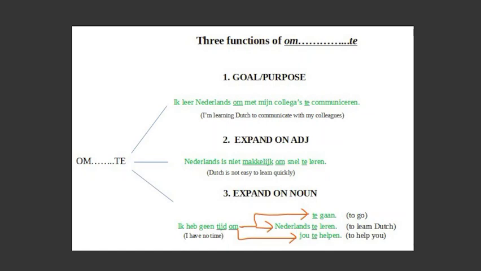The third case is where you provide more specification after mentioning a noun. A basic sentence in Dutch is Ik heb geen tijd, which means I have no time. But you can specify no time for what. Like here, ik heb geen tijd om te gaan, or ik heb geen tijd om Nederlands te leren, or ik heb geen tijd om jou te helpen.